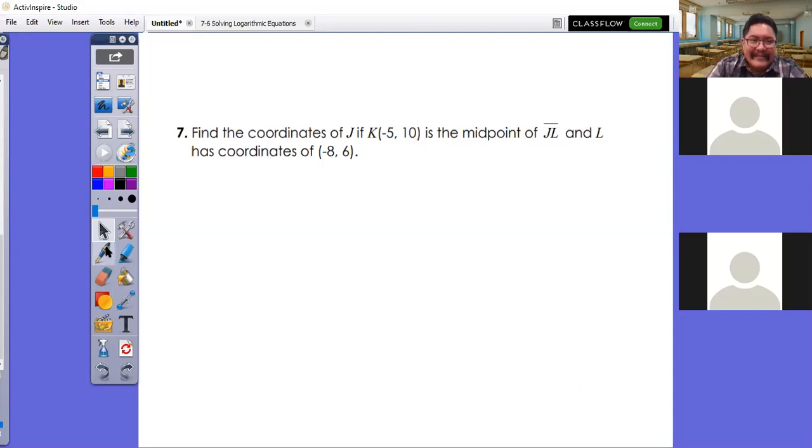Okay. All right. So find the coordinates of J if K is -5, 10.